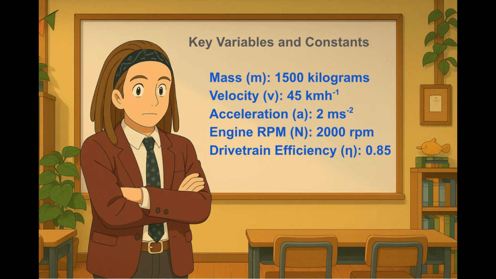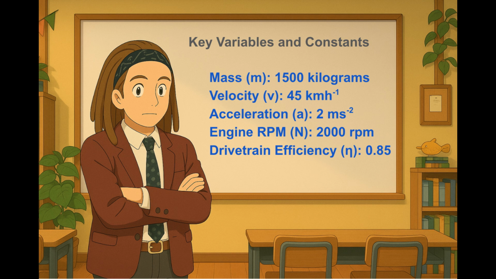Now, let's identify our key variables and constants. Mass, m, is 1,500 kilograms. This is the total mass of the car. Velocity v, 45 kilometers per hour. This is the car's instantaneous speed. We'll need to convert this to meters per second. Acceleration a, 2 meters per second squared. This tells us how quickly the car's velocity is changing.